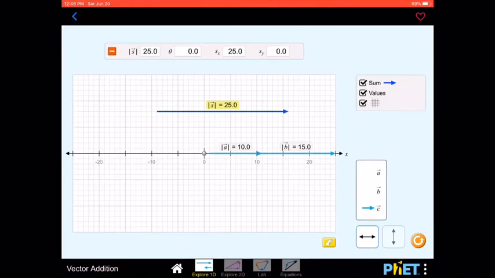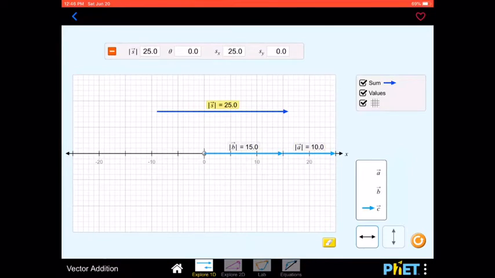What happens if we put vector B first and then we add vector A to it? So I have vector B, and then I add vector A to it like that. What's the sum? The sum hasn't changed. It is still 25.